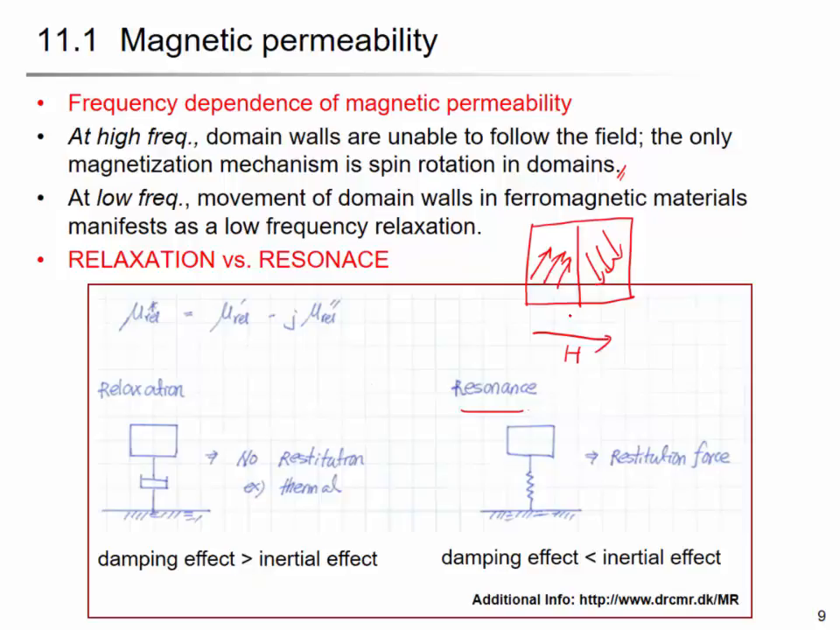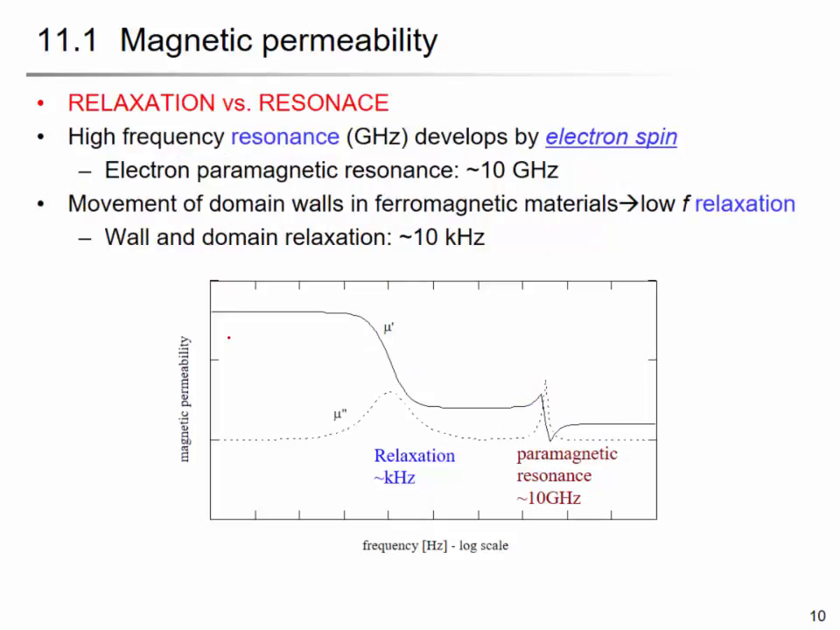So this manifests at the low frequency, and at high frequency, because it's changing too fast, they cannot move, so only the electron spin rotation affects the magnetization. So in the relaxation, the damping effect is more significant than the inertial effect, and in the resonance, the damping effect is less significant than the inertial effect. Inertial effect is more governing.